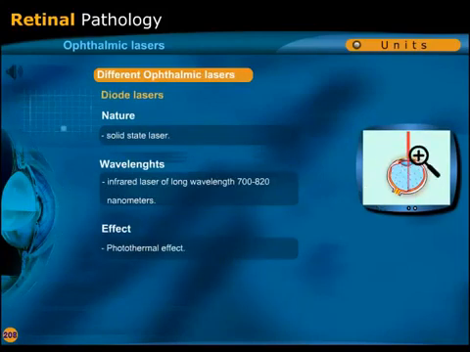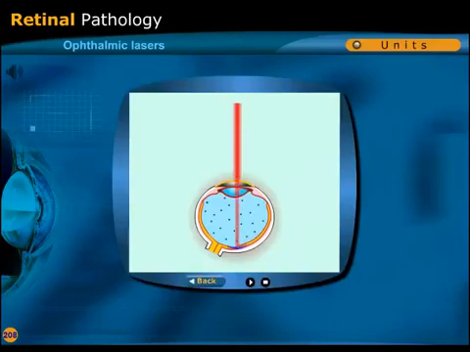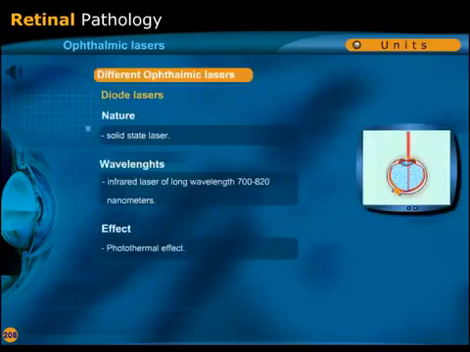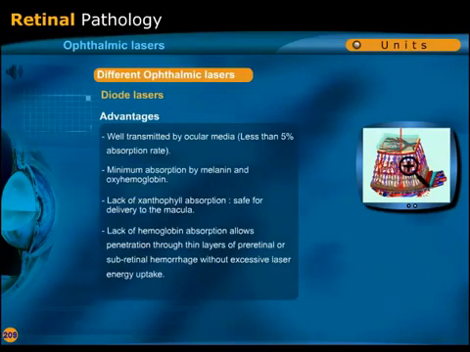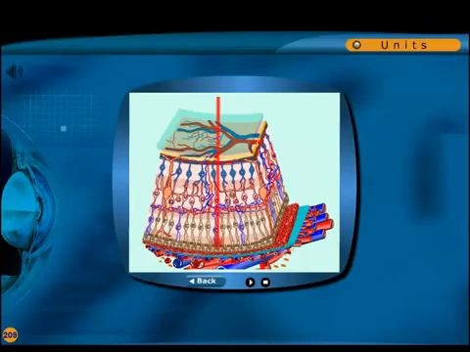Diode lasers. Nature: solid state laser. Wavelengths: infrared laser of long wavelength 700 to 820 nanometers. Effect: photothermal effect. Advantages of diode lasers: well transmitted by ocular media, less than 5% absorption rate. Minimum absorption by melanin and oxyhemoglobin. Lack of xanthophyll absorption, safe for delivery to the macula.